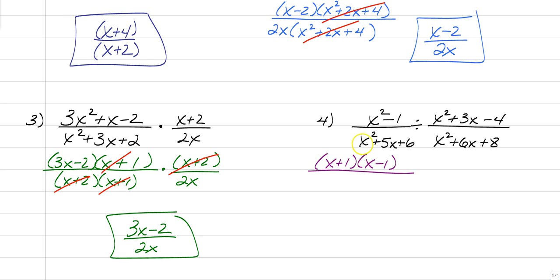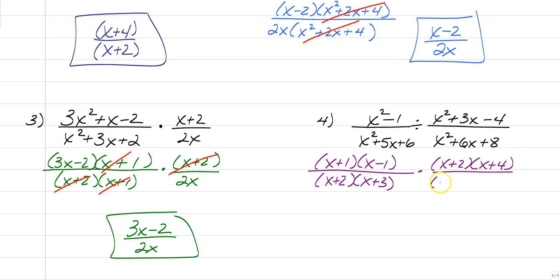And then on the bottom, we have x squared plus 5x plus 6, so that's x plus 2 and x plus 3. Times. Now, you can just factor the bottom and write it on top, because we do need to flip the second fraction because we're dividing fractions. So this is going to give us x plus 2 and x plus 4 on the top now.